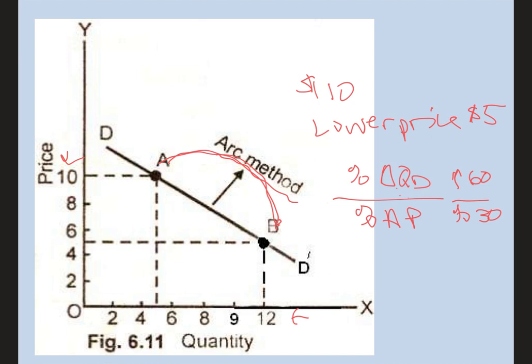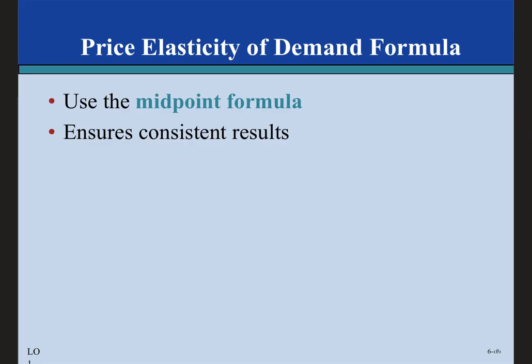We use something called the midpoint formula, so we don't get different elasticities from A to B and B to A. So, quantity and percentage change. Midpoint formula, let's practice this a little bit. The midpoint formula is going to use Q2 minus Q1 over average Q. That's going to be essentially your percentage change in quantity.